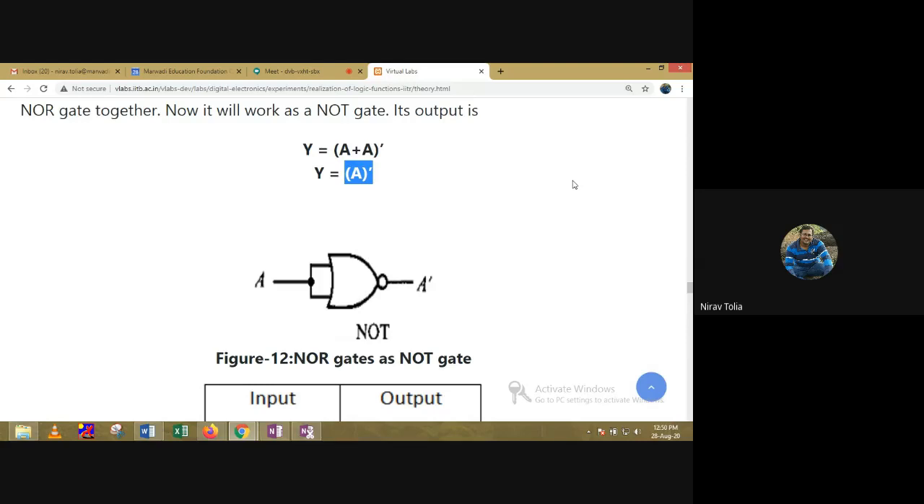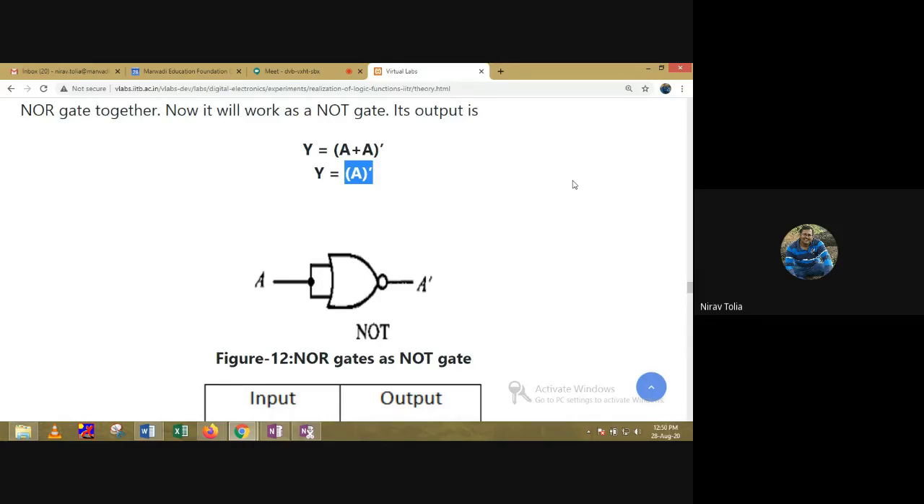So A plus A is A only. Suppose A is equal to 1, then 1 plus 1 is 1 only. If you give both inputs as 1, the output of the OR gate is 1 only. So 1 and 1 is 1 only, and 1 plus 1 again is 1 only. Okay.